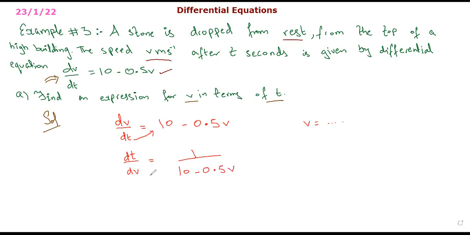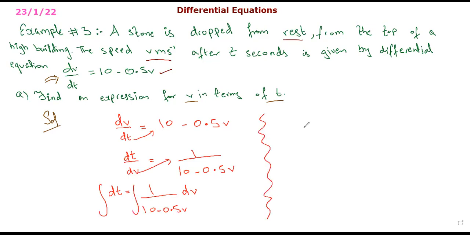And now I can just take this to that side. So I will have dt equals 1 over 10 minus 0.5v dv. Once I have this, I can integrate both sides. So I'll do it on this side. I'm going to get t equals, and what is the integral of this? Ln 10 minus 0.5v.